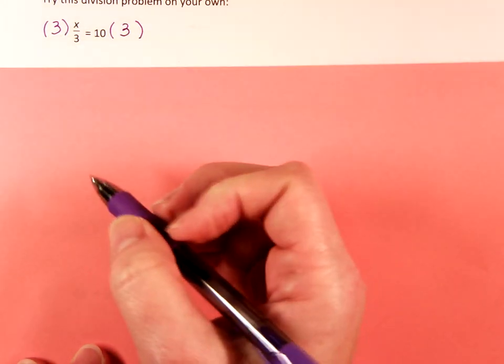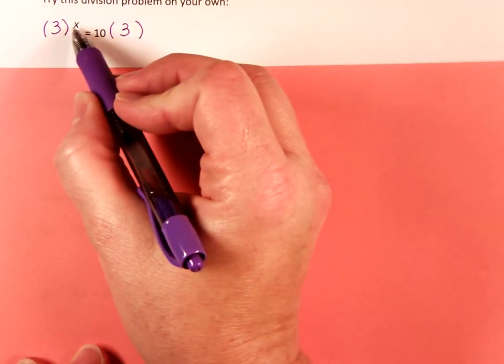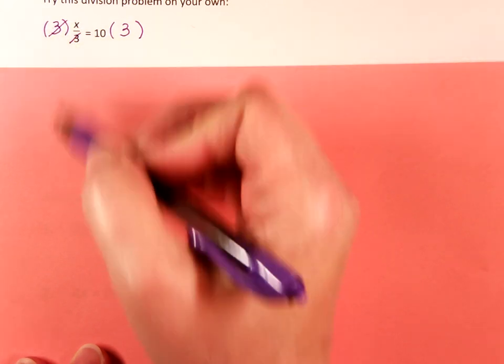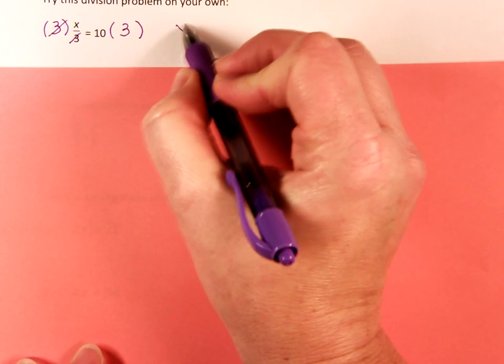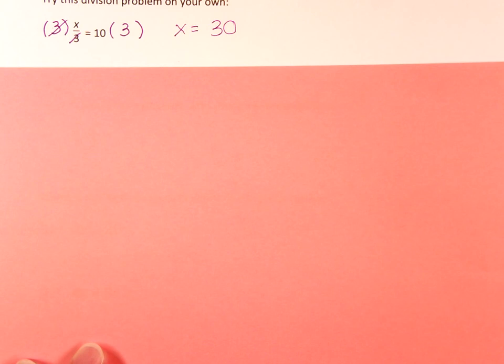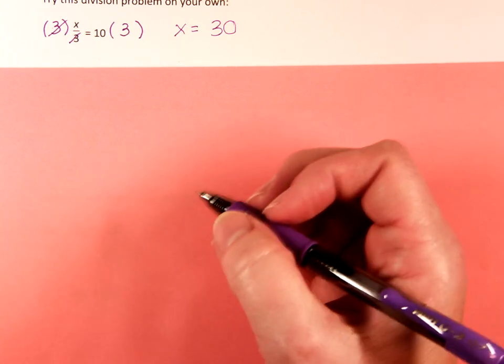Again, the reason we're doing that is because 3 times x is 3x over 3. That lets my 3's cancel out. I'm left with x equals 10 times 3, 30. Did anybody else get 30? Do you have to put it in a parentheses or? You do not. No, you do not.